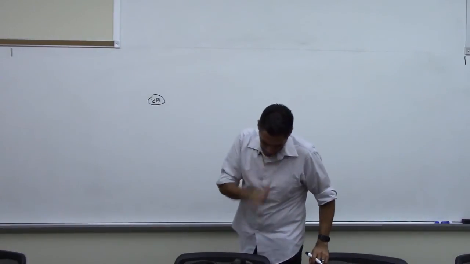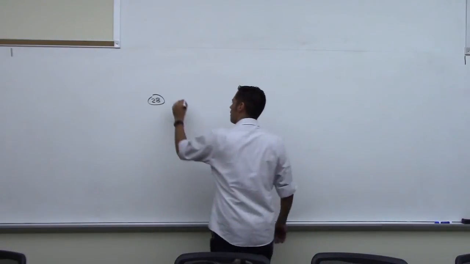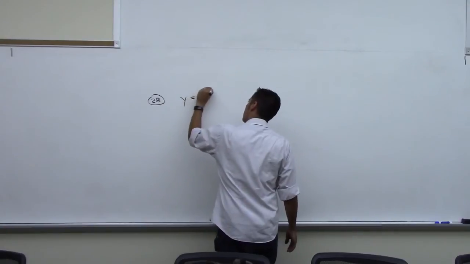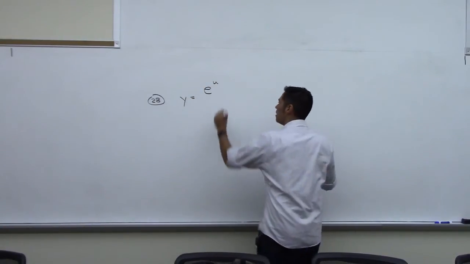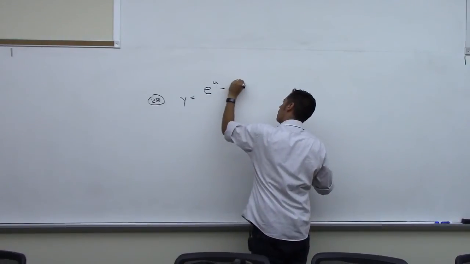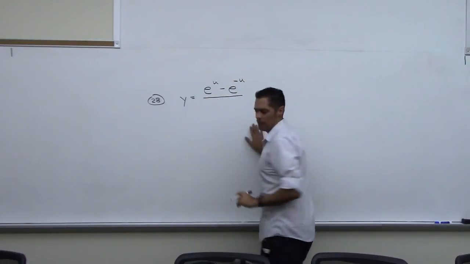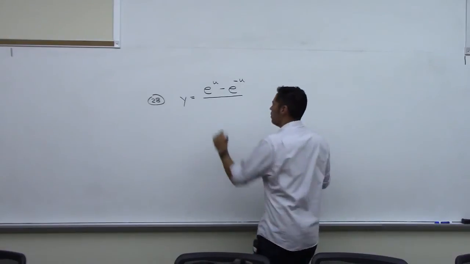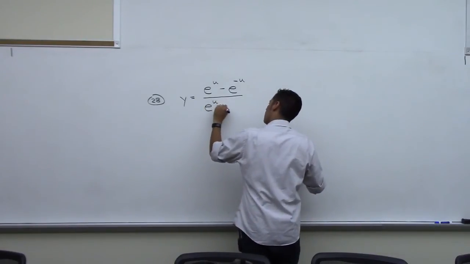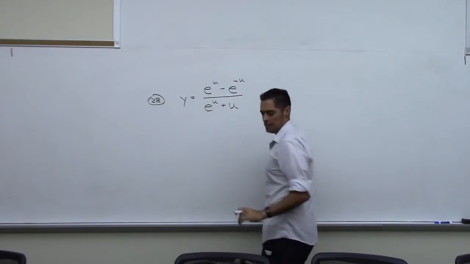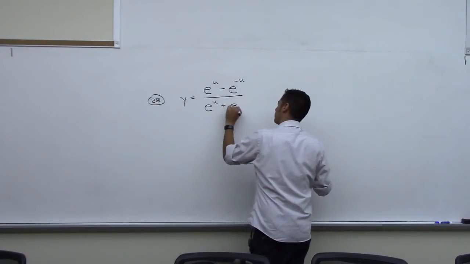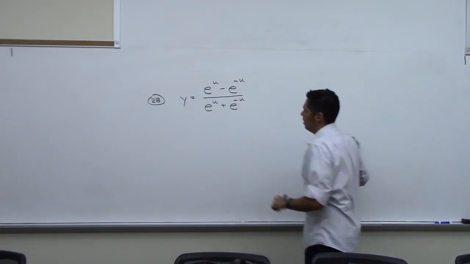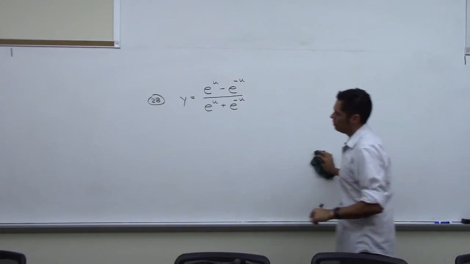Y equals e to the u minus e to the negative u, over e to the u plus e to the negative u. All right, let's try quotient rule.